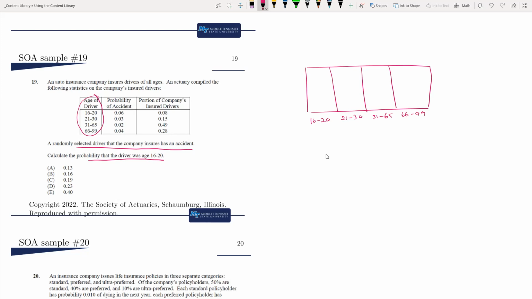Okay. So then the event is actually that a company insurer has an accident. Let's say this is A. This is B1, this is B2, B3, B4. So the question is saying, if you know that the driver had an accident, what's the probability that the driver was age 16 to 20, so B1? What's that probability?